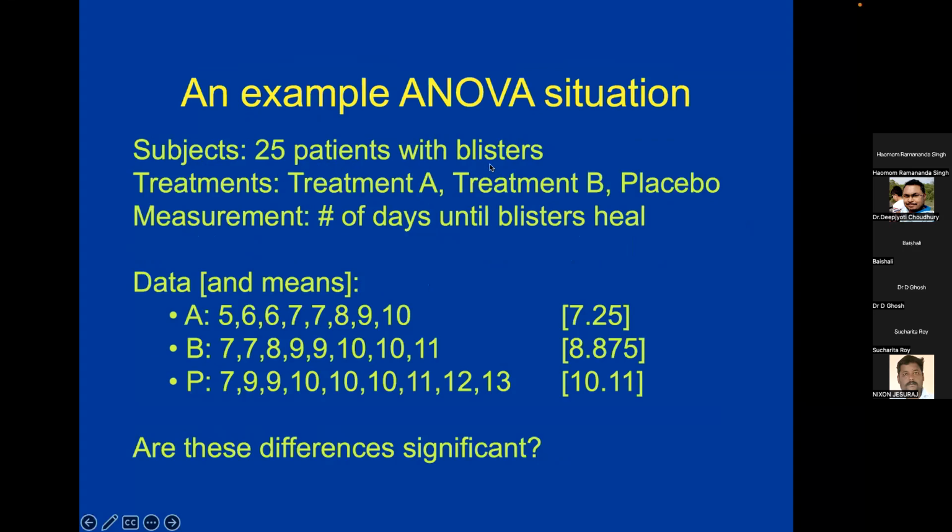Now an example of an ANOVA situation: subjects are 25 patients with blisters, treatment A, treatment B, and placebo. These are the measures, the number of days until the blister heals. The data are given here: A is 5, 6, 6, 7, 8, 9, 10, and B is 7, 7, 8, 9, 9, 10, 10, 11, and P is 7, 9, 9, 10, 10, 10, 11, 12, 13. And these are some of the means. Now, the question is, are these differences significant?